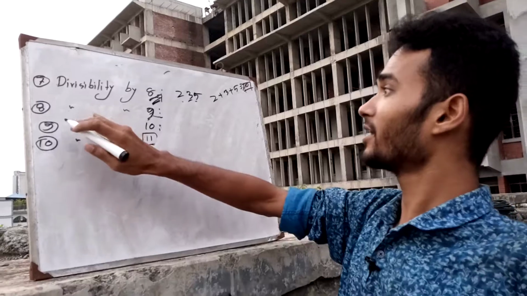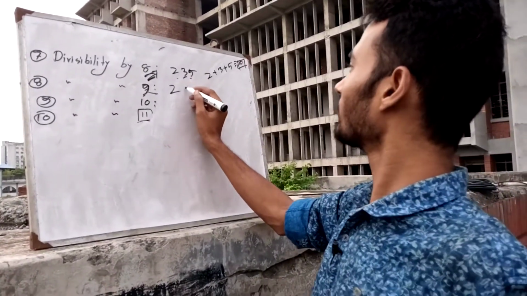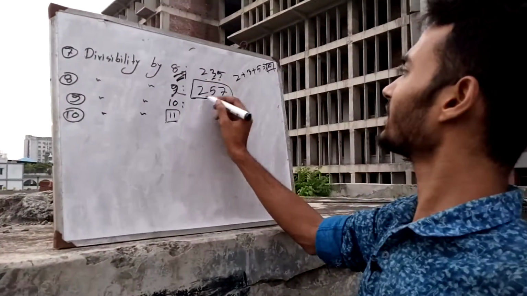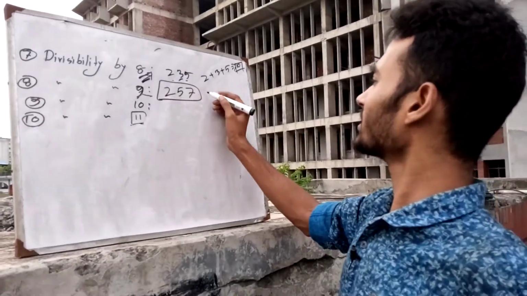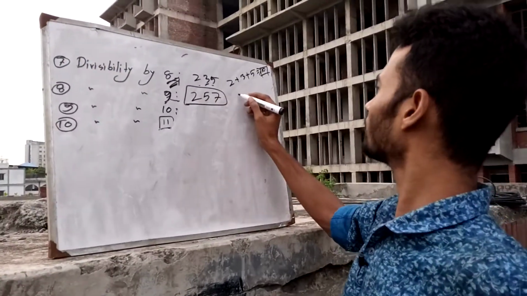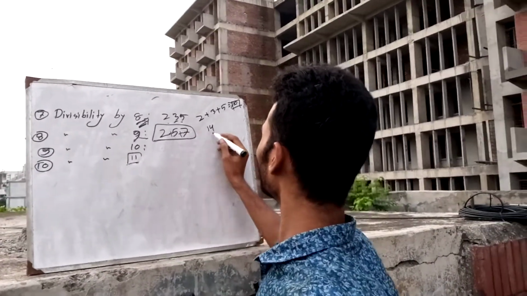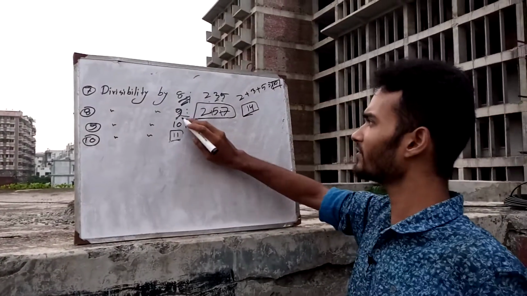Now go for the divisibility check by 9. The number will be divisible by 9 if the sum of the last 3 digits can be divided by 9. 7, 5, 2: 14 is the sum of 2, 5 and 7, and 14 cannot be divided by 9. So the number 257 cannot be divided by 9.